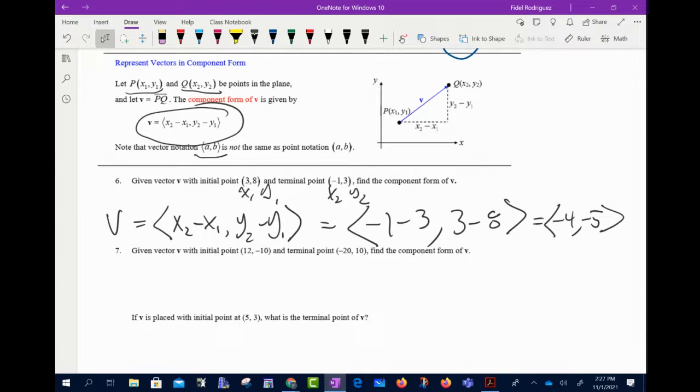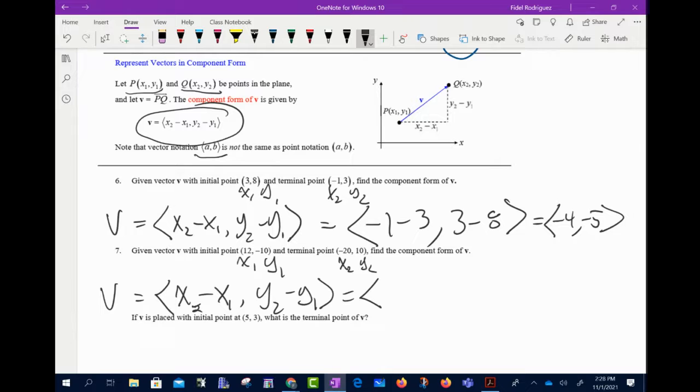All right, so number 7 here says, given vector V with initial point 12, negative 10, and terminal point negative 20, 10, find the component form of V. Okay, same exact problem. So I'm going to call this my x1 and my y1. I'm going to call this one here, y'all, my x2 and my y2. So I'm just going to use the same formula that we had before, x2 minus x1 and y2 minus y1.